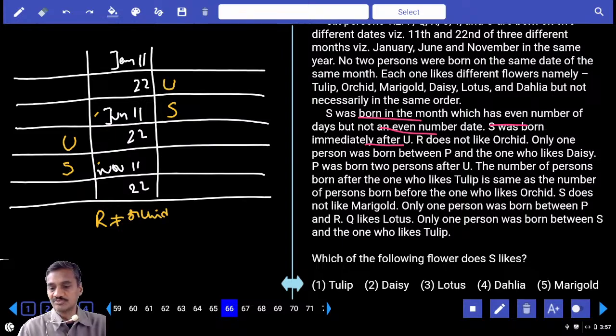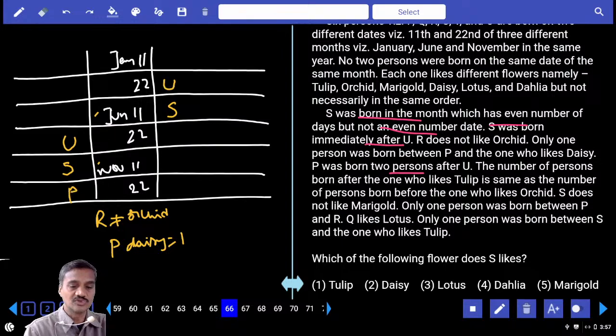And only one person between P and the one who likes Daisy. Now P and the one who likes Daisy, how many people are there? There must be exactly 1 person. And P was born 2 persons after U. P is here, and that means the second person after U is P.